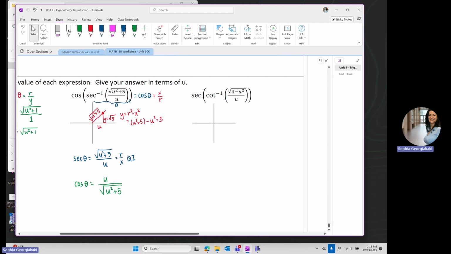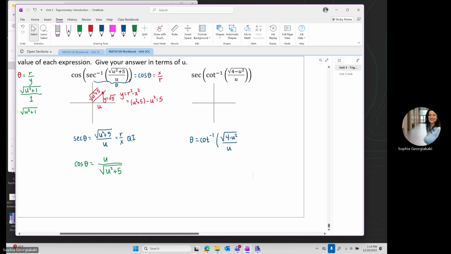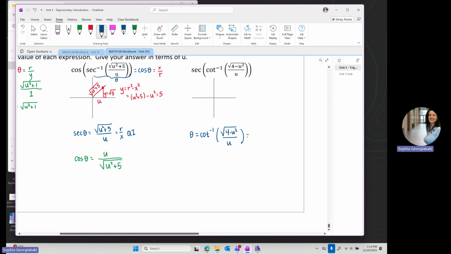Here's another one. Again, we will assume everything is positive, so all the angles are in quadrant 1. So theta will be the inverse cotangent of the square root of 4 minus u squared divided by u. So this says that the cotangent of theta is this expression, the square root of 4 minus u squared divided by u. And the cotangent is x divided by y.